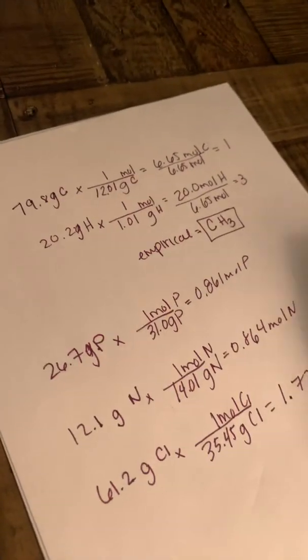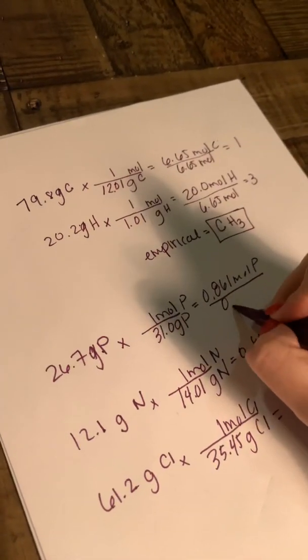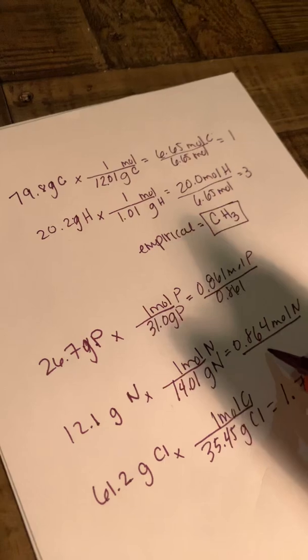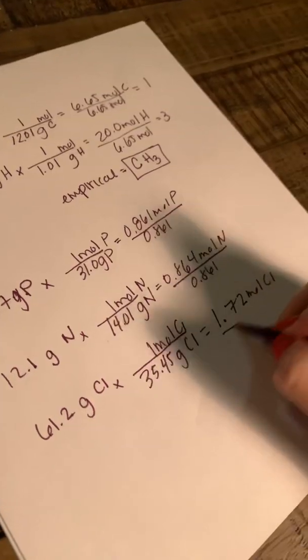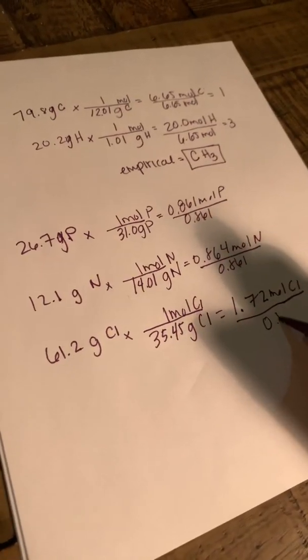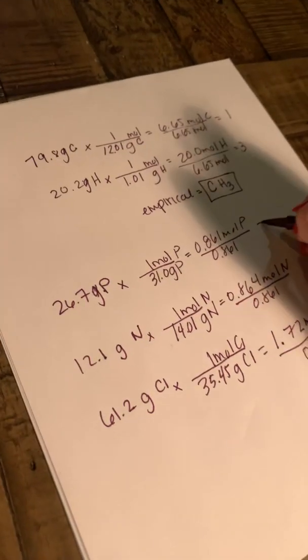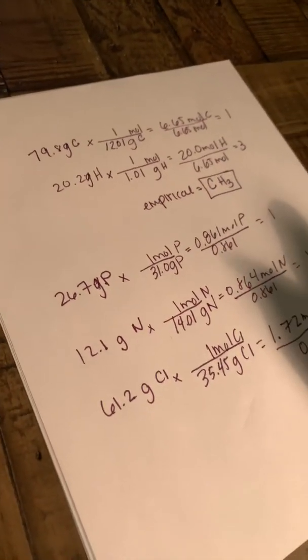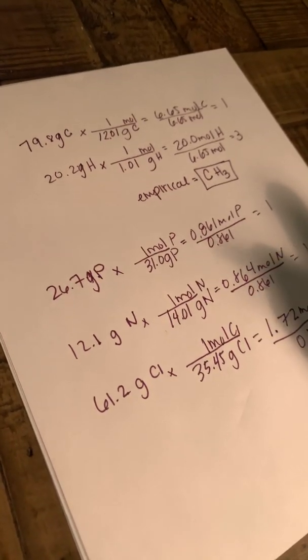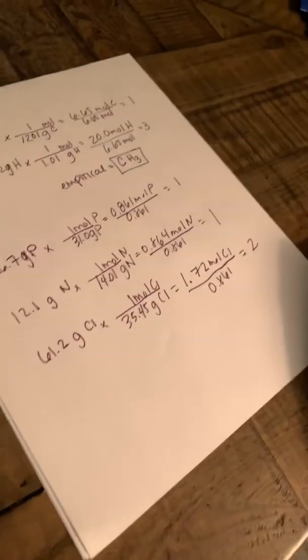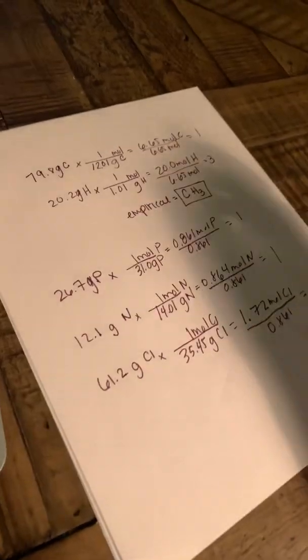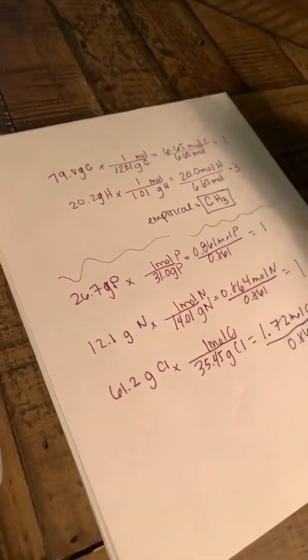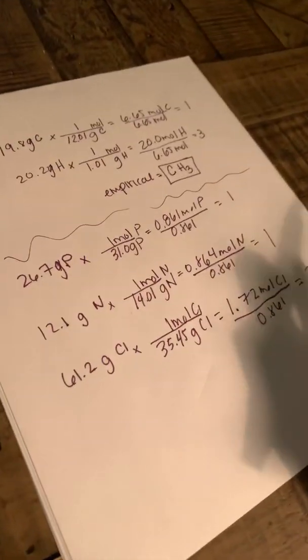The next step is divide by your smallest, right? So your smallest is this one, 0.861. You divide each one by your smallest. Right, so this is equal to 1. This is equal to 1. And 1.72 divided by 0.861 is equal to 2. Right, like I said, this is your empirical formula.